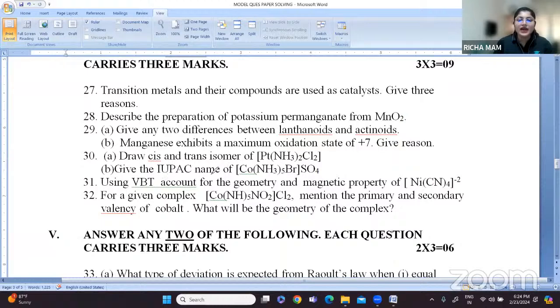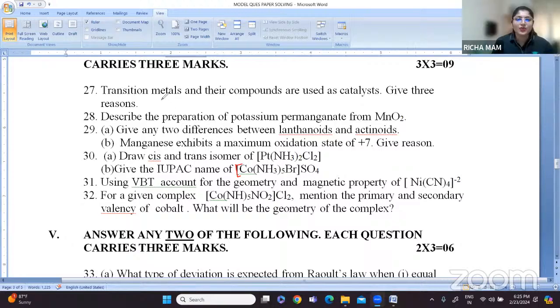Next, give the IUPAC name of this complex. Can you give the IUPAC name of this particular compound? Can you tell me the IUPAC name of the complex? Yes, students, try. This is a 1 mark question.